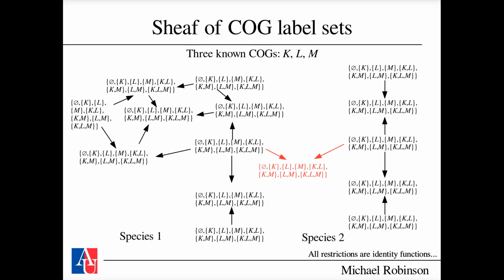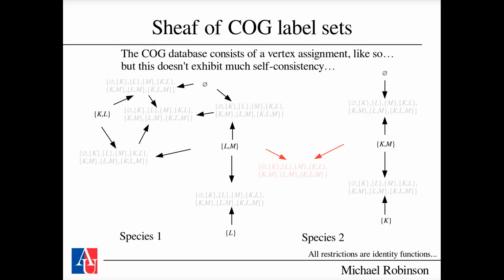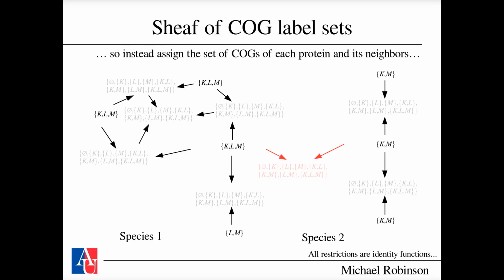Okay, but now I need to tell you what an assignment is. It would seem like an assignment should be to tell me the set of COGs that each protein participates in. However, when we look at the data, this doesn't exhibit much self-consistency at all, even within a single species. Well, that's not very good. But if you remember at the beginning of this talk, I said that within a species, the COGs that pairs of related proteins are in tend to be pretty overlapping when you include their neighbors. So if we do that, that improves the consistency quite a bit. And you can see that just from this particular diagram here.